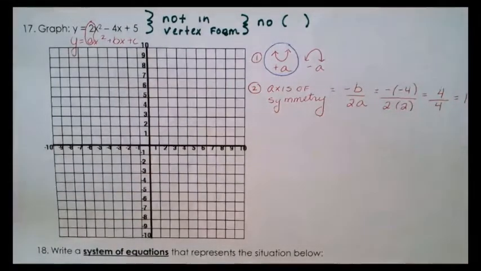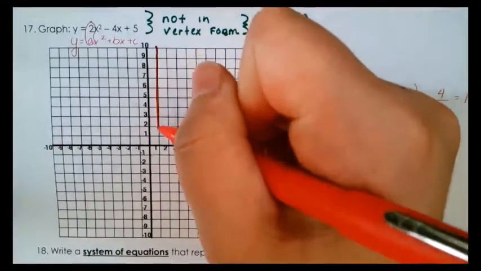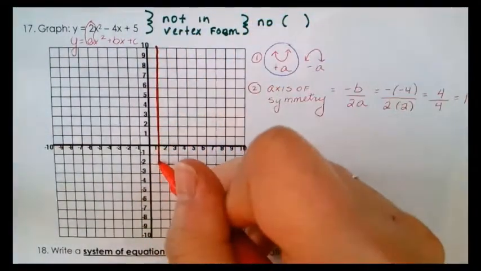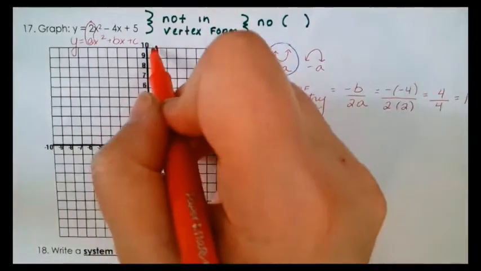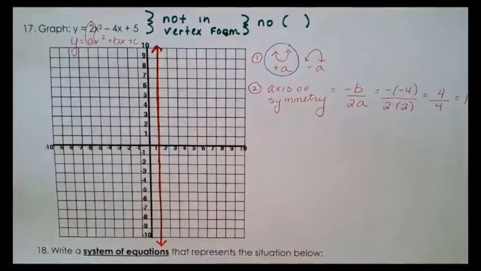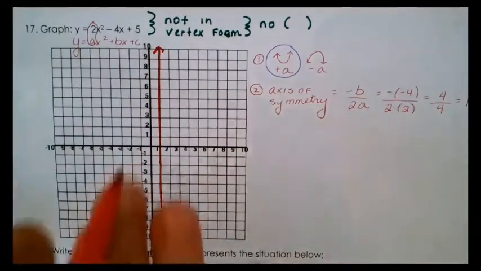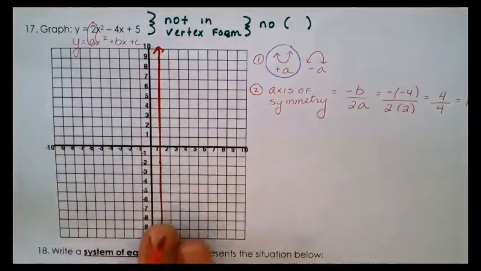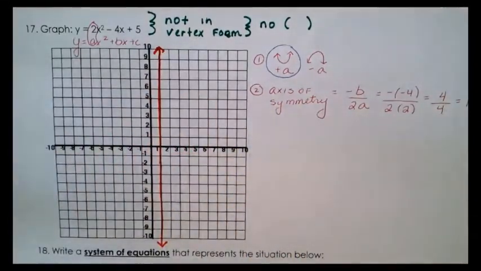So my first step is I'm going to draw my axis of symmetry. I want a nice straight line. If I had my student ID, it would be even better. So that's my axis of symmetry. It's not actually part of my parabola, but it's going to let me know that my parabola is going to have its vertex along this axis, and it's going to look symmetrical side to side.